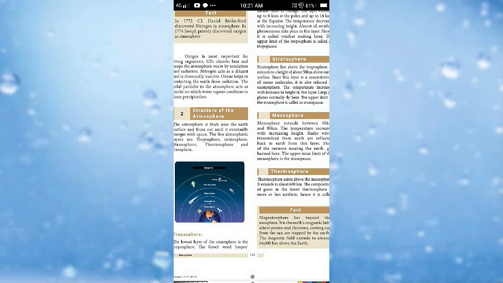The next one is the exosphere. The uppermost layer of the atmosphere is called the exosphere. This layer is extremely rarefied, filled with very few gases. I have already told the 5 atmospheric layers: troposphere, stratosphere, mesosphere, thermosphere and exosphere.